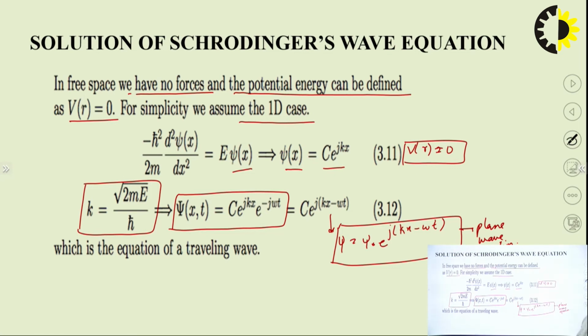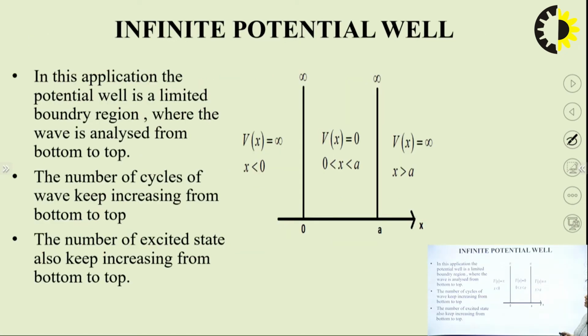We can easily relate this equation with the position-dependent case, and with the help of it we can first find out the value of k, that is under root 2mE upon h cross. Then we can find out the value of the wave function psi(x,t), which is C e to the power jkx into e to the power minus j omega t, and which has the same form psi is equivalent to psi naught e to the power j(kx minus omega t).